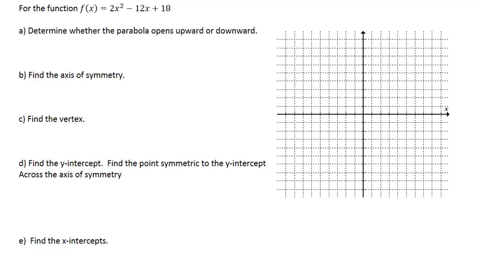For the function f of x equals 2x squared minus 12x plus 18, we're asked to analyze the function with the goal of eventually sketching the graph of the function, the parabola. And we have a function here in the standard form, ax squared plus bx plus c. The first thing we're asked is to determine whether the parabola opens upward or downward. Well, my a value is 2, and so then since a is positive, the parabola opens up.